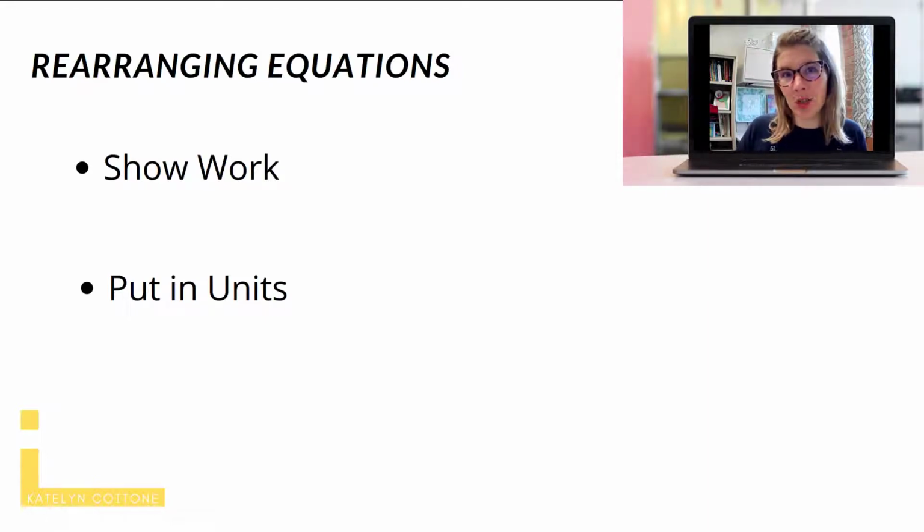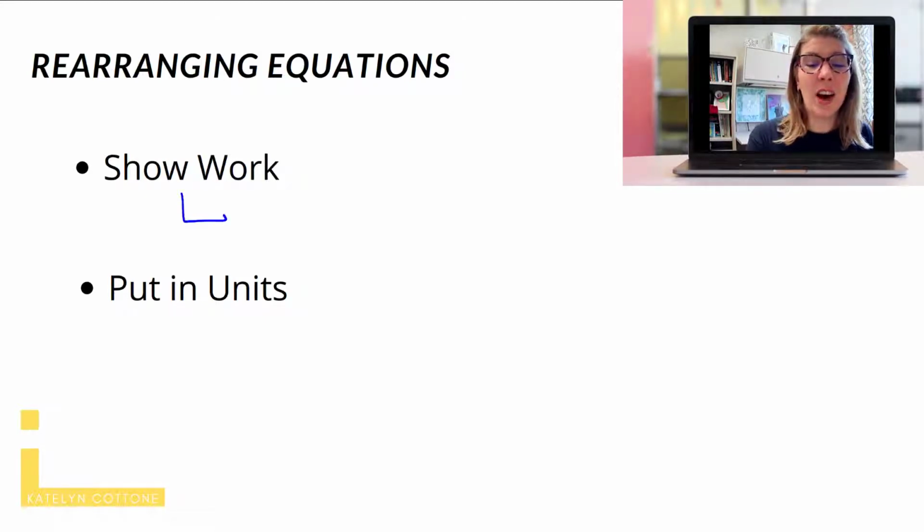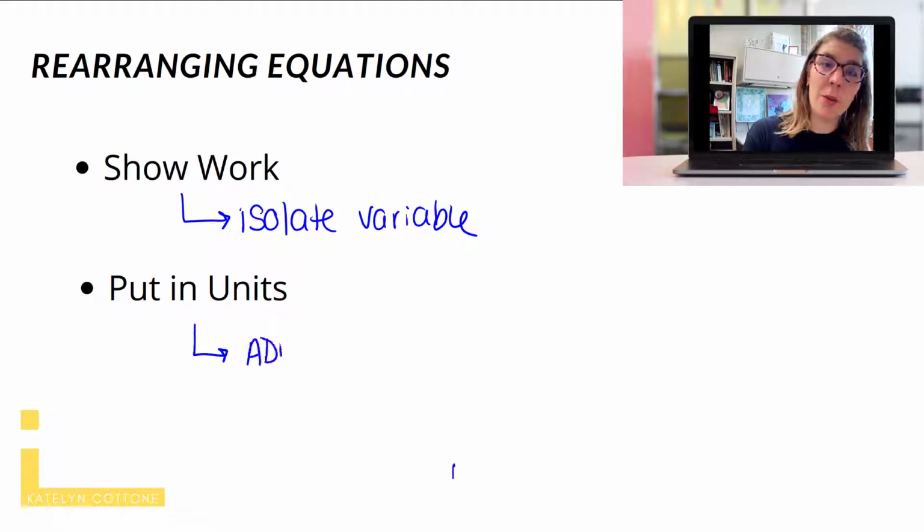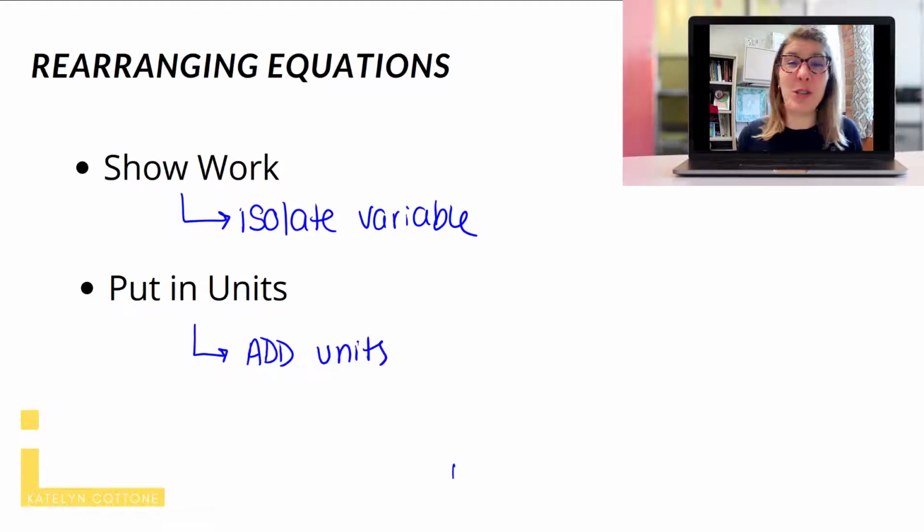So when your teacher asks you to show work, I'm going to show you how to manage the units more easily. The first thing you're going to do for showing your work is you're going to isolate the variable that you need. Then, once you've done the algebra without plugging in any numbers yet, and you've isolated the variable, then you can go in and you can put in units. After you add your units, you can be sure that your units cancel. That's your double check to make sure you did the algebra correctly.